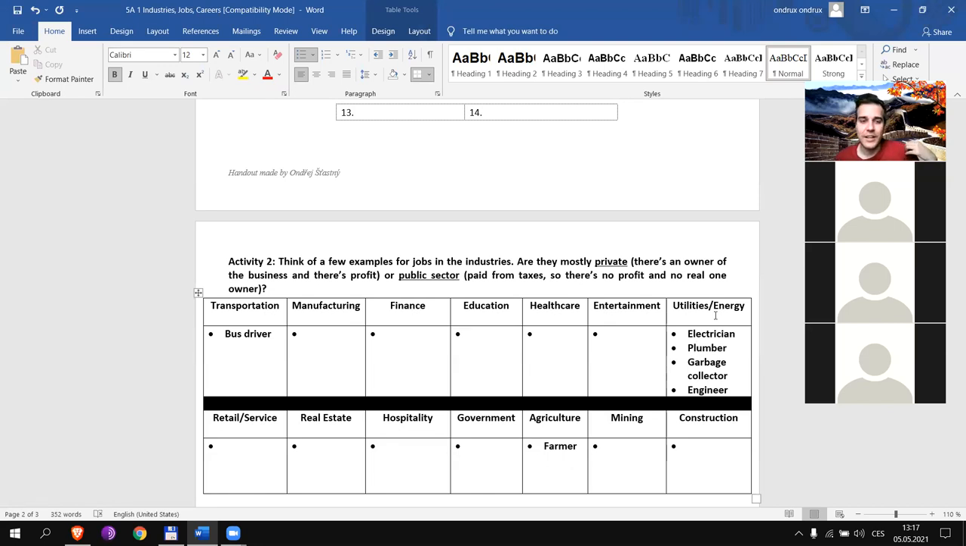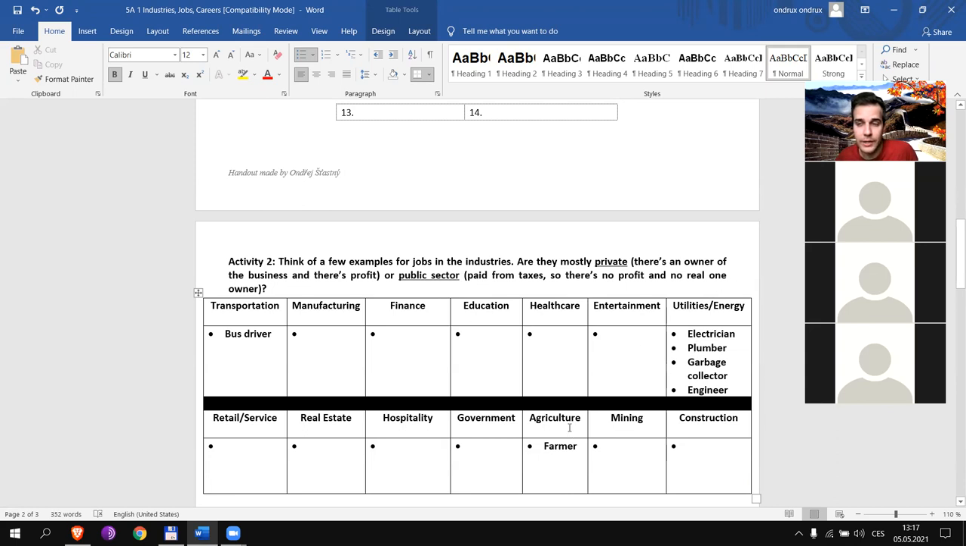Yeah, I get it. So obviously these jobs can be public and private, yeah? But the industry itself is usually the public sector. If you simply call somebody a plumber or electrician, this is usually private, yes. But if you work for those companies, then you are in the public sector. Yeah? I hope we get it now.